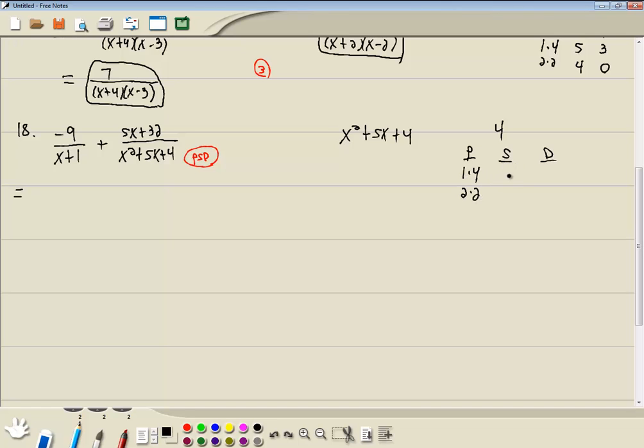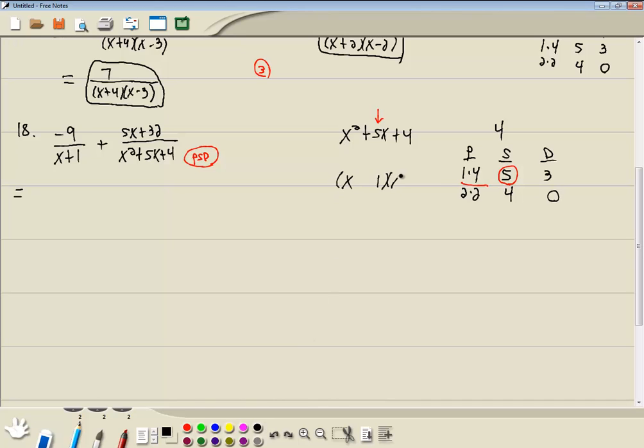S column, we add them together. 1 plus 4 is 5, 2 plus 2 is 4. Difference column, we subtract smaller from larger. 4 minus 1 is 3, 2 minus 2 is 0. And I know it's right up here, but I like to keep the problem self-contained. Number we're looking for is a number in the middle term, which is a 5, which is right here, which means I'm going to use 1 and 4.